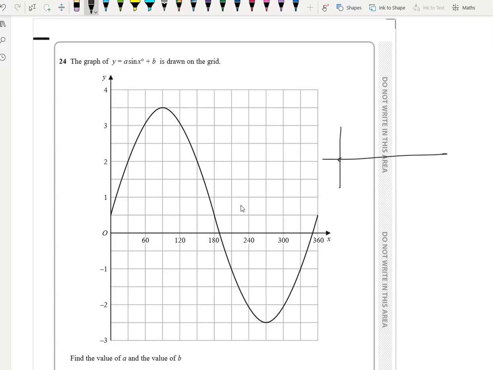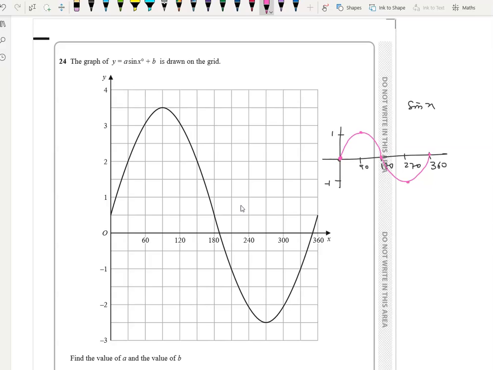Okay, 0, 90, 180, 270 and 360. So we are drawing sin x here. Maximum is 1, minimum is -1. At 0 it is 0, at 90 it is 1, 180 is 0, 270 is -1 and 360 is 0. So this is your graph for sin of x.